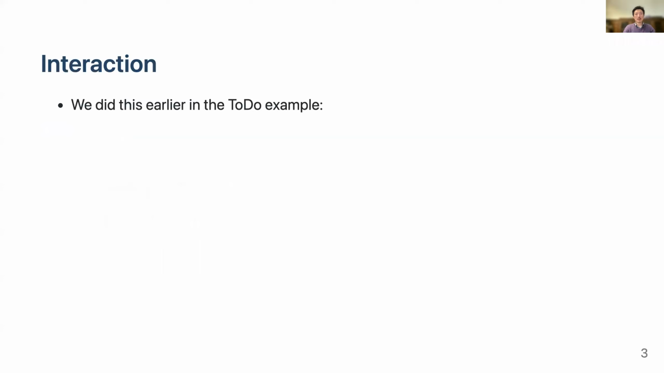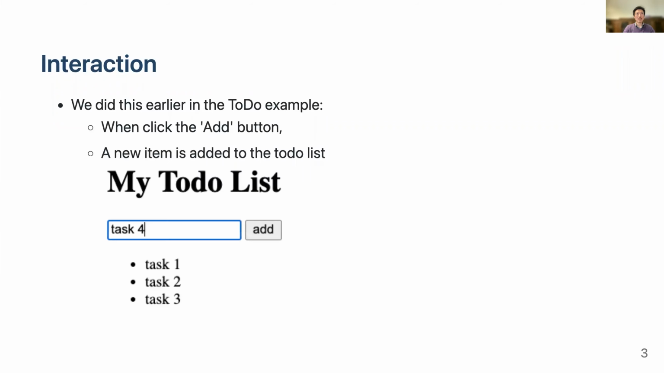Okay. And in terms of the interaction, we already did that in the earlier to-do examples. We can click the add button, and then new items will be added to the to-do list. At that time, we did it in both plain JavaScript and the Vue version. So the user types in something and clicks add, and then that task will be added to the list. And that's what we meant by interaction.